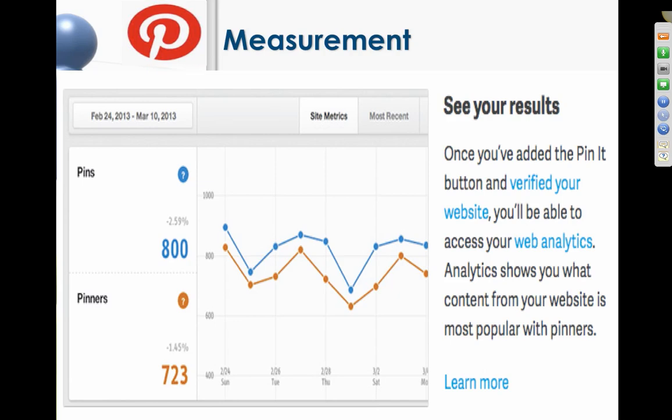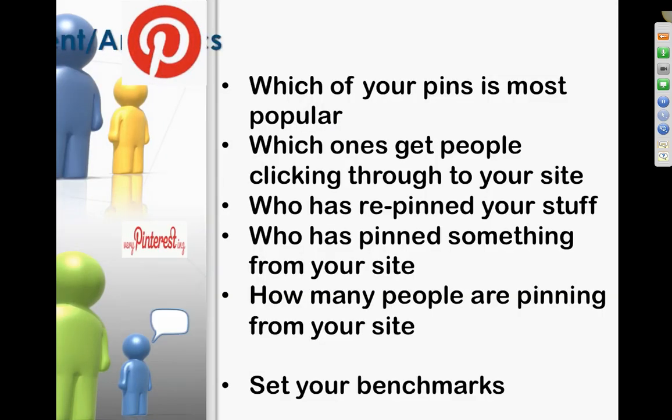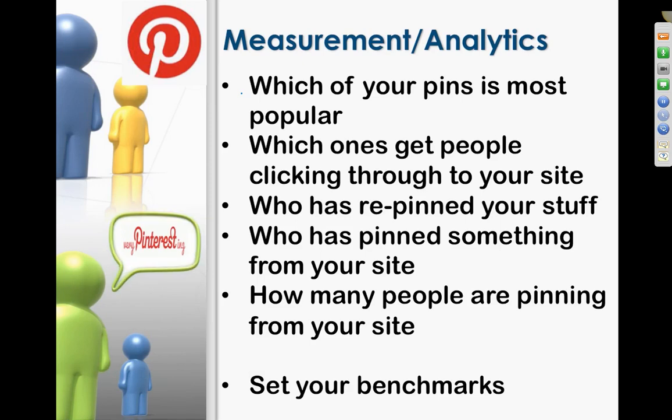And so your analytics, whether you use the analytics provided through Pinterest or your Google Analytics, you want to make sure that you know how you're going to measure the things that you're hoping to accomplish. With the measurement analytics, there are certain things that are important and certain that are not, depending upon what your objectives are. Which of your pins is most popular? That's important. That gives you some information on people who are viewing your pins. It might also give you some information on which pins are most accessible.